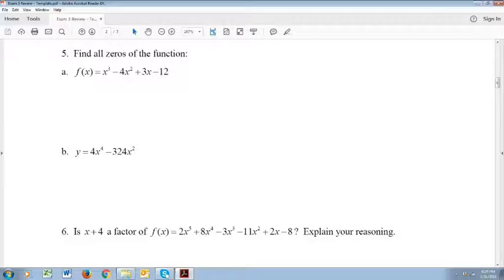It says find all the zeros of the function. Now I want to remind you, one of the things we talked about is when you're finding zeros, you always want to try to factor first using our old techniques. We shouldn't use any synthetic division unless we really have to. This first problem has 4 terms, so it looks like we can factor by grouping here. So always want to factor if possible.